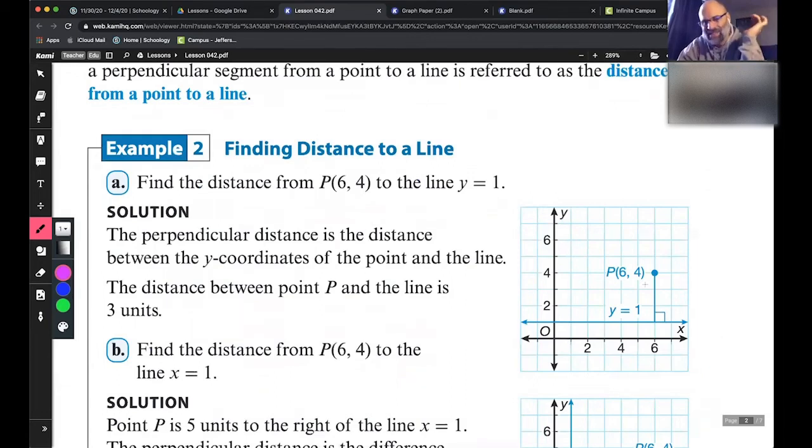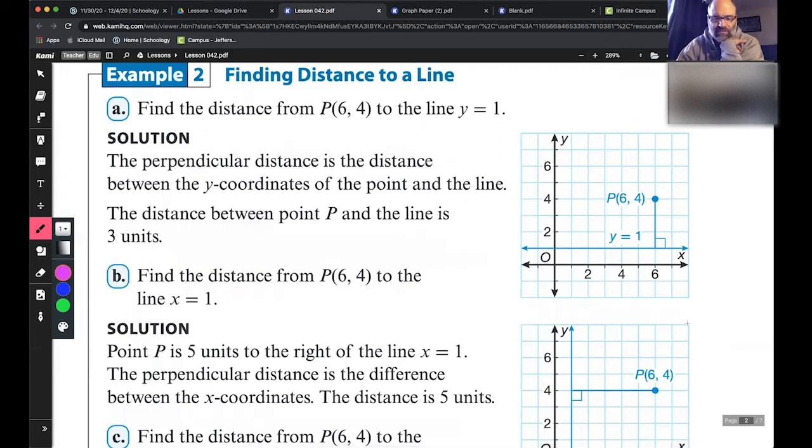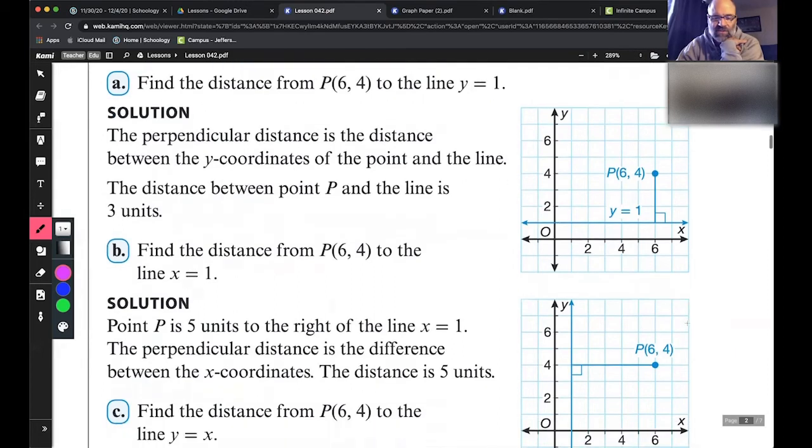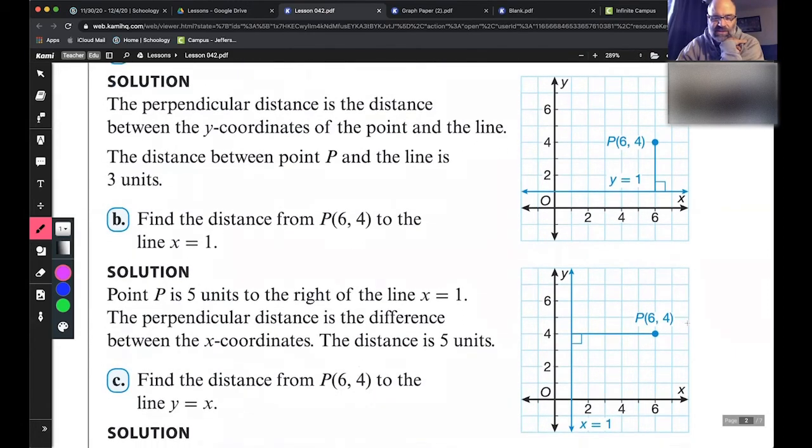Well, this is nice because y equals 1 is just a horizontal line. So see this line? That's y equals 1. So you can literally just look at the graph and count it, right? So the distance between 6,4 and this line is 1, 2, 3 units. That's nice. But you could use the distance formula if you wanted to here.